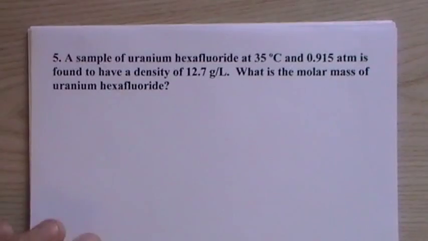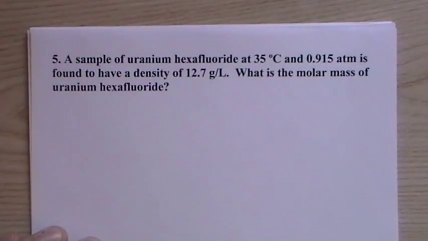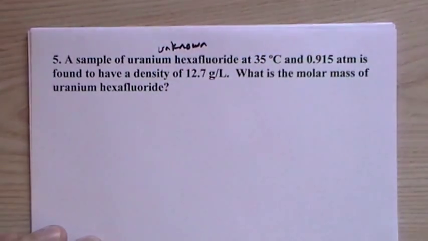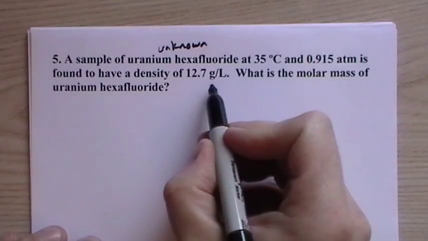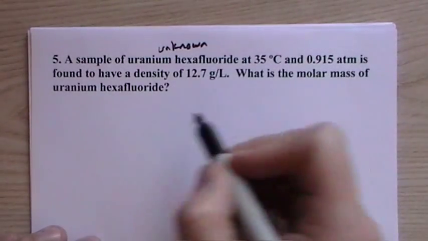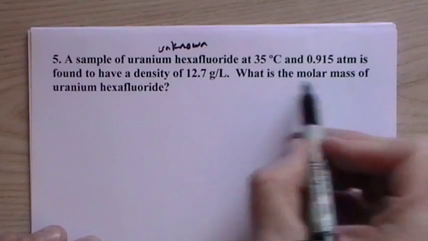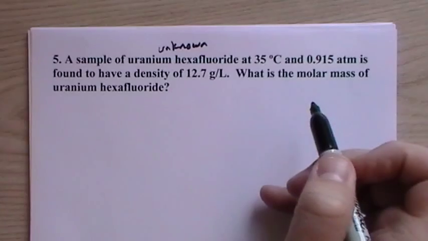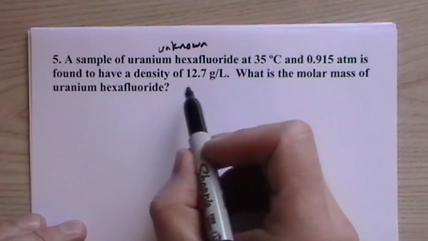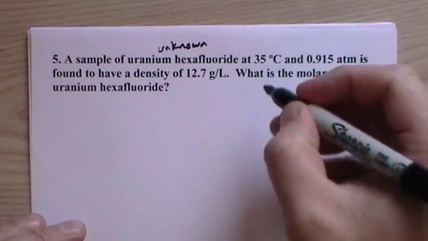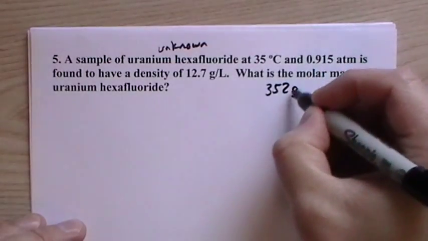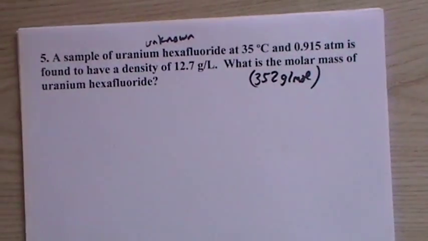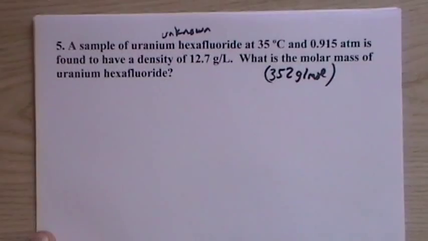Now, what this problem is asking is: a sample of uranium hexafluoride, it's more likely to have something like an unknown here, has a density of 12.7 grams per liter. What is the molar mass of uranium hexafluoride? Well, you could certainly go to the periodic table and figure that out, but if it's an unknown, then you couldn't, of course. So that's more likely what you'd see in this case, but it's nice to be able to go back and check. We know that it's 352 grams per mole for uranium hexafluoride, so that'll be a nice check.